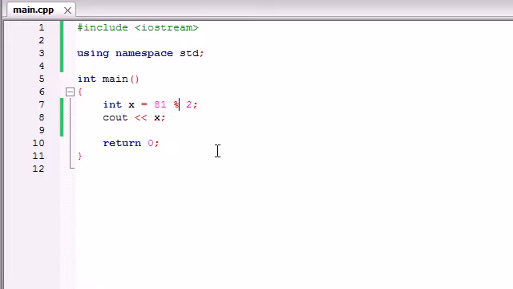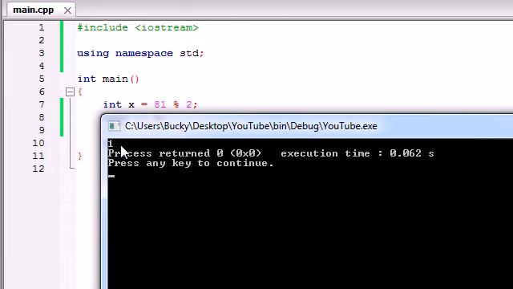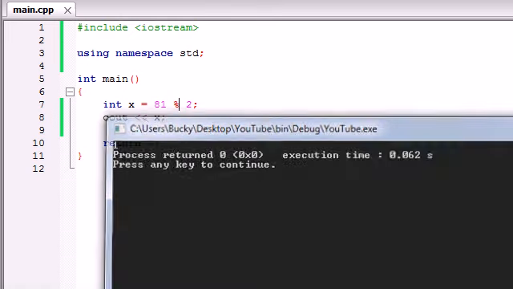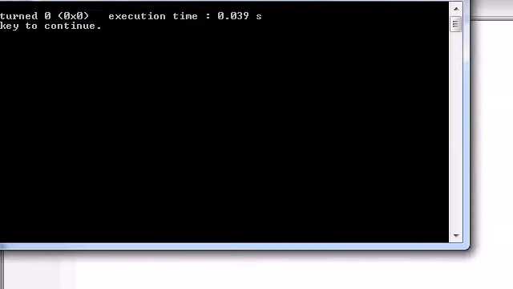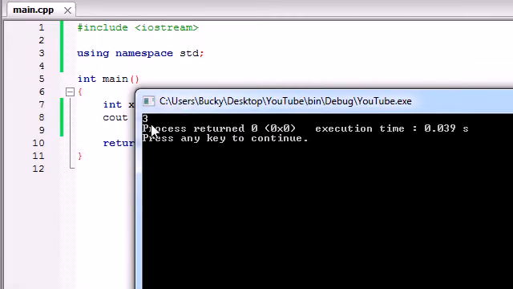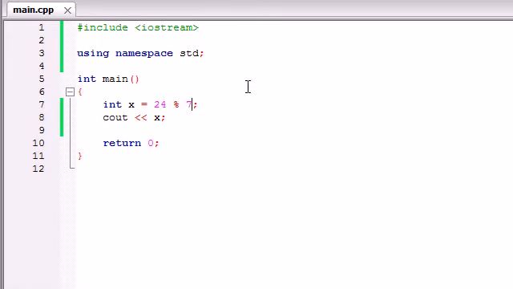So let's build and run this, and you can see that whenever we do 81 modulus 2, it's going to give us the remainder, which is 1. So let me show you guys a better example, maybe 24 modulus 7. Well, we know that 24 divided by 7 is 3 with a remainder of 3. So let's build this in. Again, it doesn't say 3 remainder 3. It just says the remainder, which is 3. Simple enough. So now that we know all the arithmetic operators, I can begin teaching you guys about order of precedence.